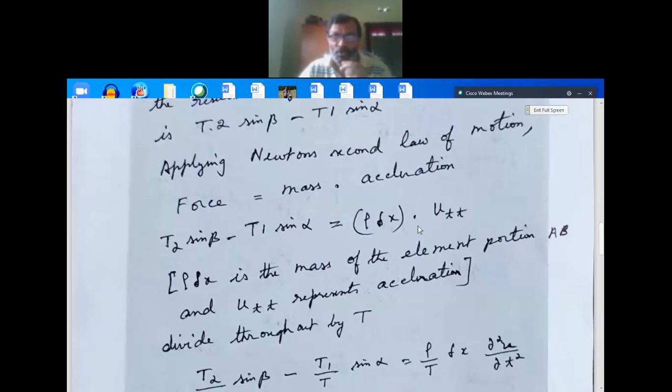So mass is rho into delta x, into acceleration, which is dou squared u by dou t squared. Velocity is dou u by dou t.